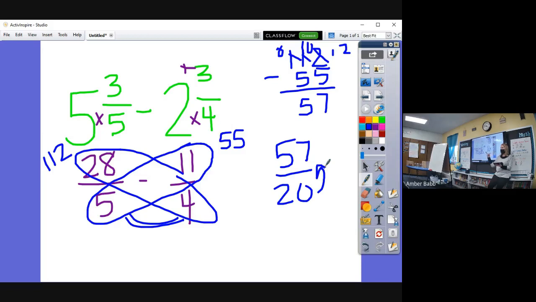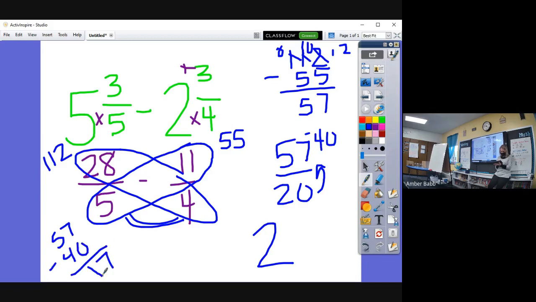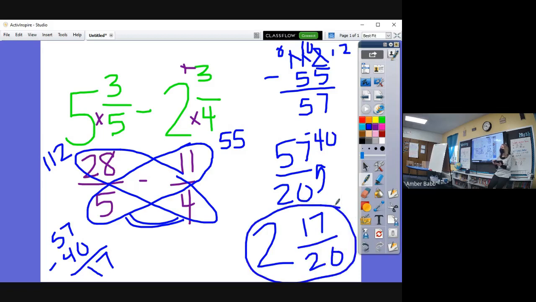20, 40, can it go 60? So just 20, 40, 2 times. And so if I got to 40, I've got 57 minus 40, which is 17. Put it over the 20. Parker, you were missing your 2. You were missing your whole number, bud. But your fraction part was right.